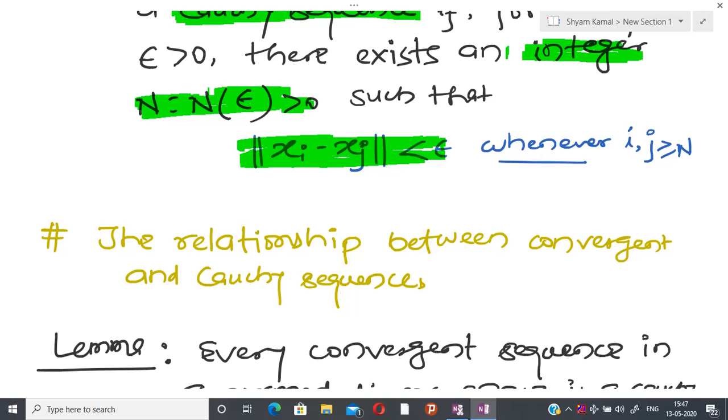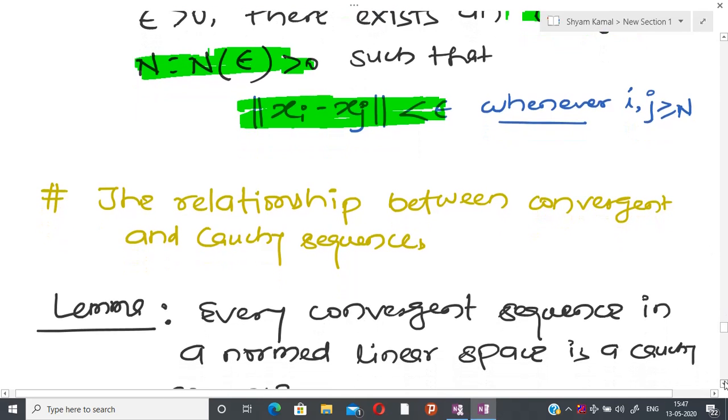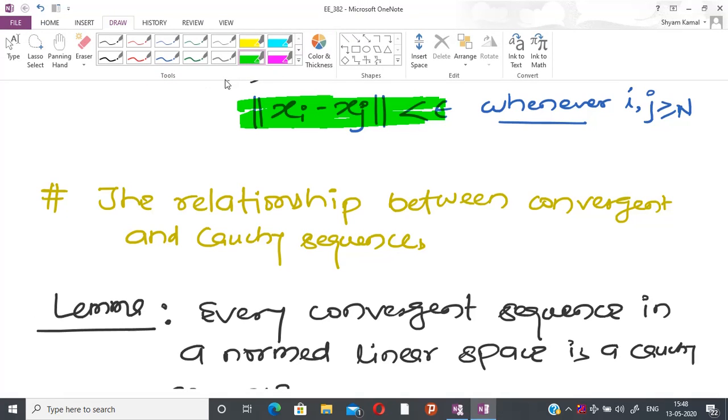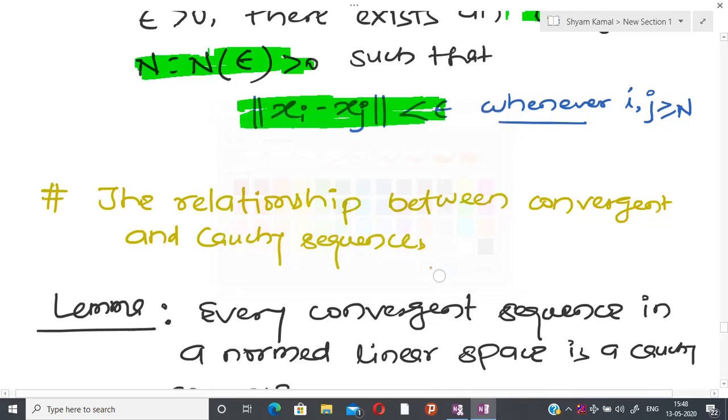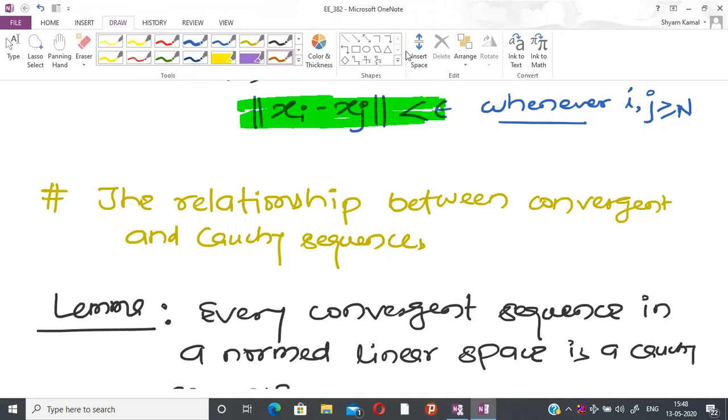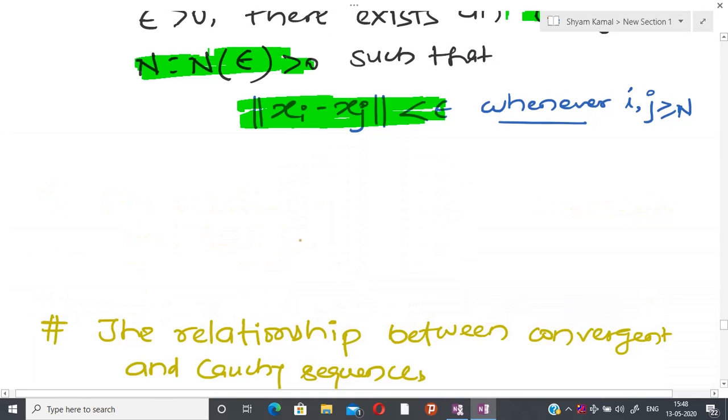So let us write these things in terms of a remark. Then you will be able to understand the difference between the convergent sequence and the Cauchy sequence. So basically, I am writing this in the form of a remark.